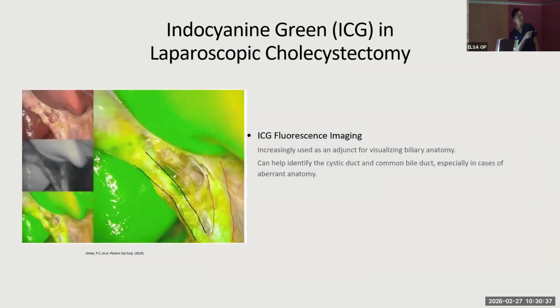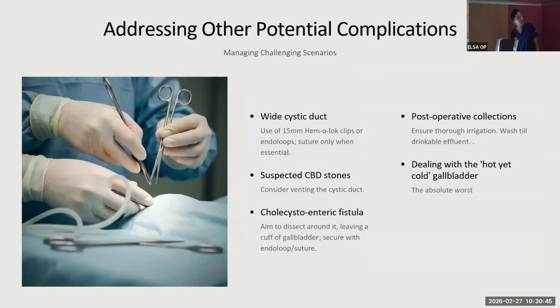So some other problems that we can encounter in the lab chole: a very wide cystic duct, in patients with Mirizzi or previous cholangitis, type 1 kind of thing. We're able to dissect it off the CHD. This 15 mm Hem-o-lok has saved my life many times. It's a huge Hem-o-lok that can go in the 10 mm port. It's bigger than a 10 mm Hem-o-lok.